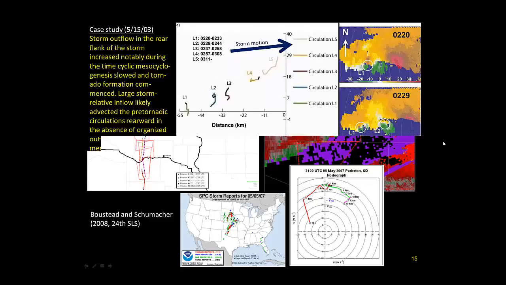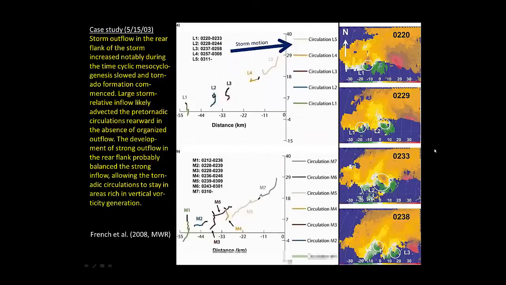So then the final research paper, I believe, that I looked at was from Mike French and others, and this included Howie Bluestein and David Dowell, and they looked at a case from Vortex. Well, this wasn't from Vortex. It was some other project, Amarillo in 2003. And so we'll just look at the figures here.